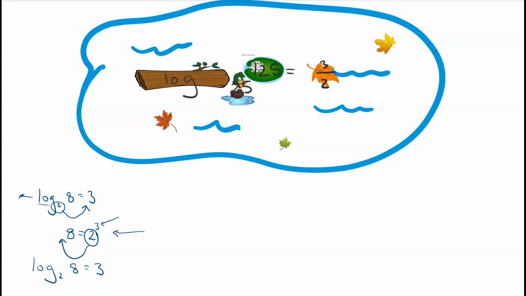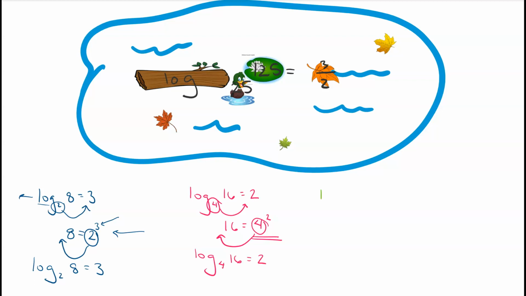Let's try another. Let's look at log base 4 of 16 equals 2. We're in logarithmic notation. Try to convert to exponential notation. We find the little ducky. The ducky dives under. The log floats away. We get 16 equals 4 to the 2. Now, if we convert from exponential notation back to logarithmic notation, we just find the ducky. I always want the ducky on the right-hand side of the equation. The ducky dives back under. The log floats back over. We get log base 4 of 16 equals 2.